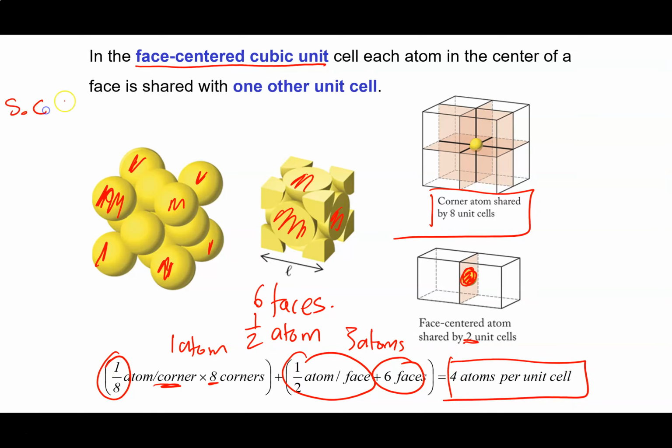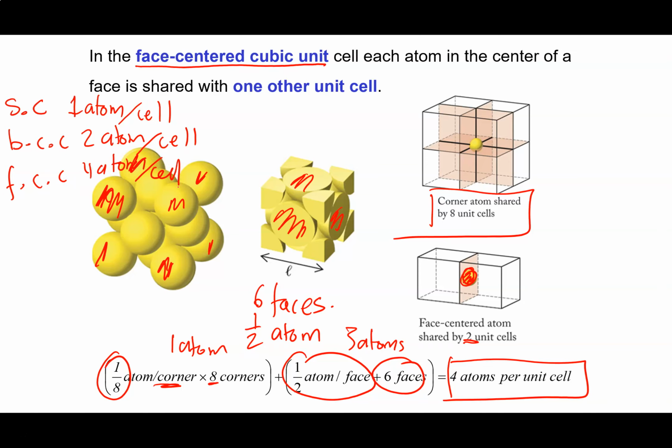So a simple cubic unit cell, you get 1 atom per cell. A body-centered cubic unit cell, you get 2 atoms per cell. And then a face-centered cubic unit cell, you get 4 atoms per cell. So it's not very surprising that the packing efficiency increases as we move from simple cubic, body-centered cubic, face-centered cubic.